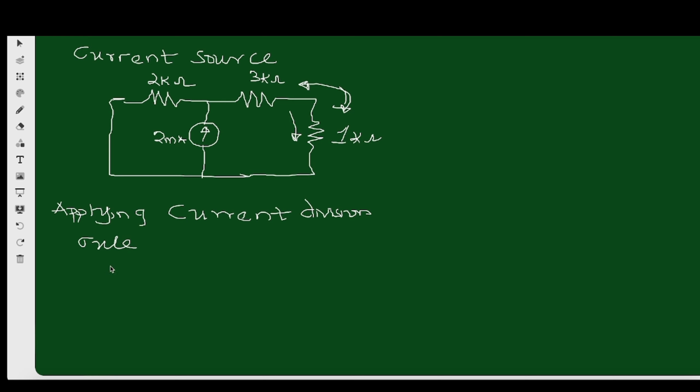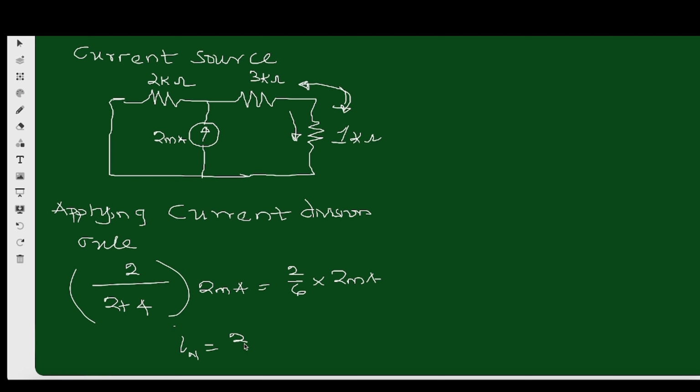So what do I get? I have 2 over 2 plus 4, multiplied by 2 milliamperes. So what does that give me? 2 over 6 multiplied by 2 milliamperes. So the IN is 4 over 6, that's 2 over 3 milliamperes, right? So like I said, we put this one as IN prime.